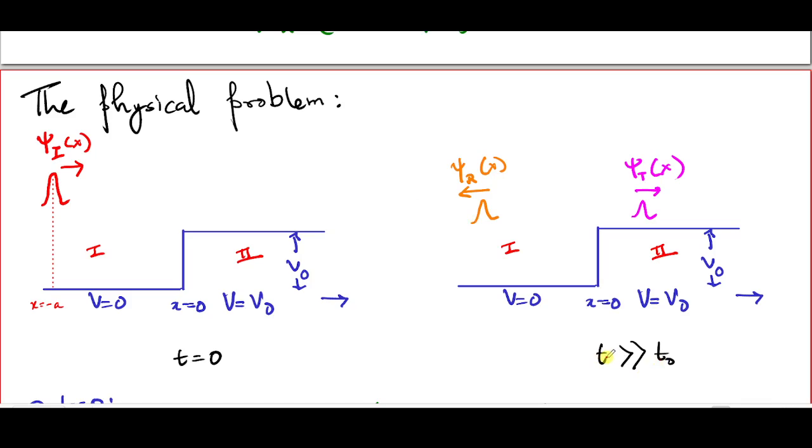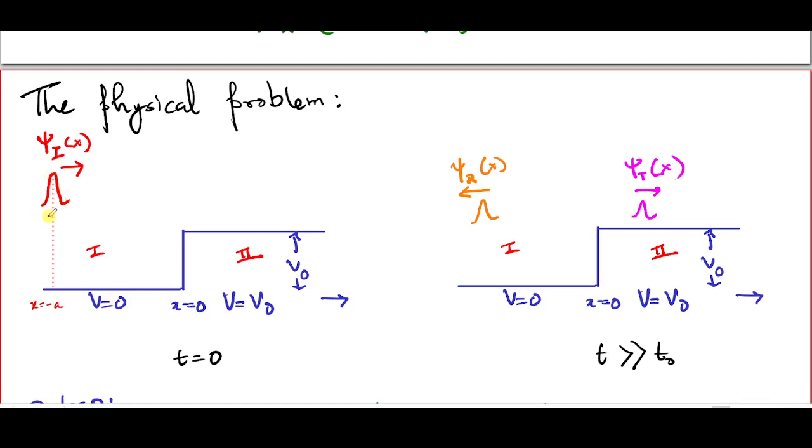At very large times, we expect that the incident wave packet would have already come, hit the barrier and split into two pieces. One piece would be traveling towards the left from the barrier. This is the reflected beam. And the other piece would be traveling towards the right. That's the transmitted part.